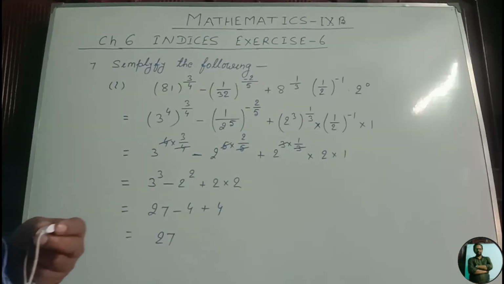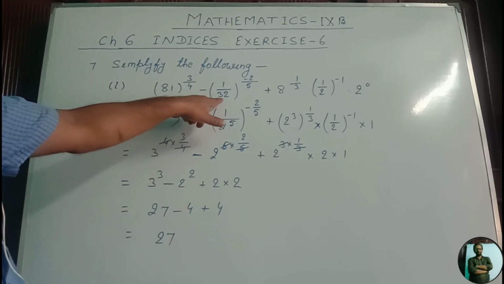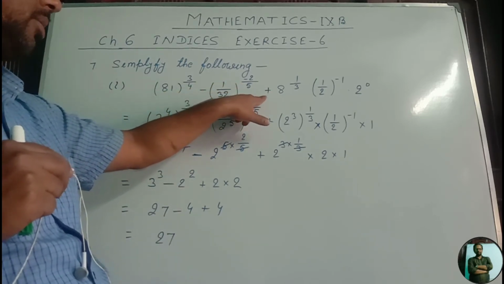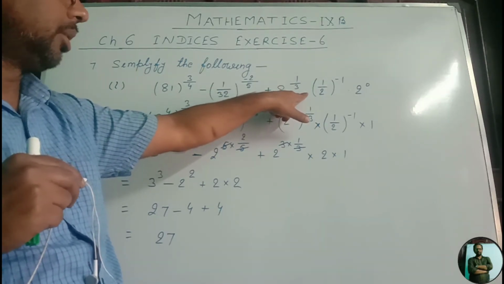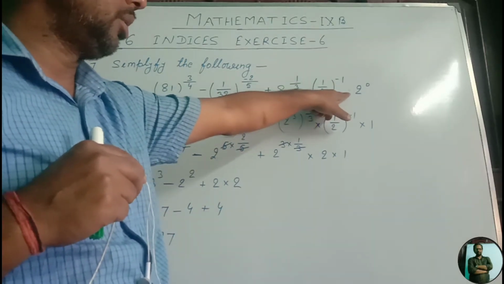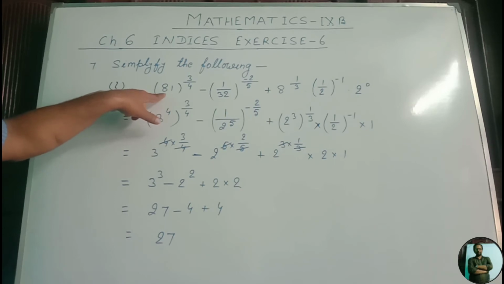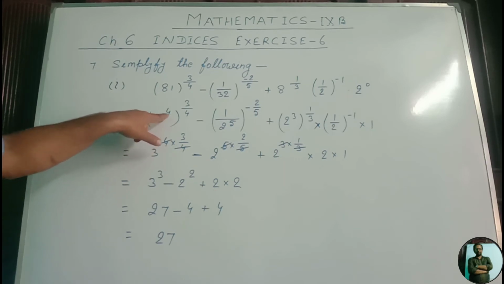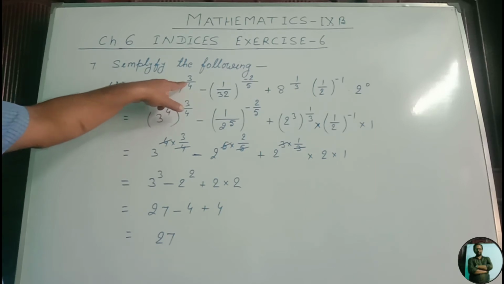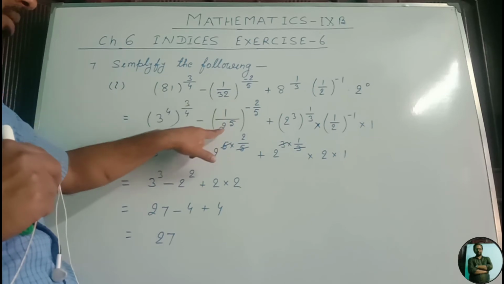Next question is 81 to the power 3/4 minus 1/32 to the power minus 2/5 plus 8 to the power 1/3 into, the meaning of dot is into, 1/2 to the power minus 1 into 2 to the power 0. So this 81 I have changed into the base of 3. 3 to the power 4 means if you multiply 3 four times we will get 81, and whole power 3/4, minus this 32 I have changed into the base of 2.